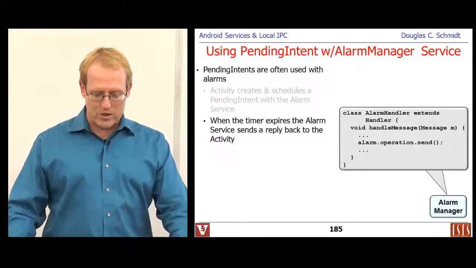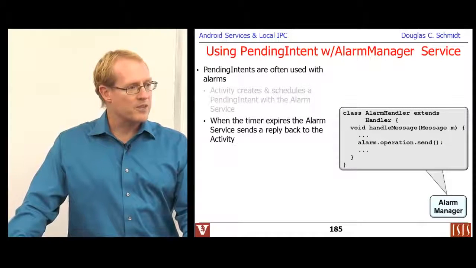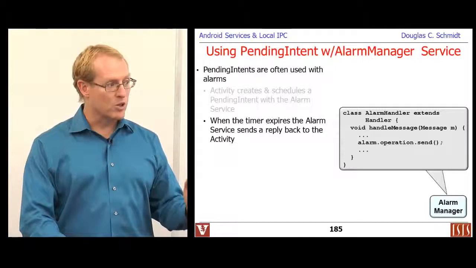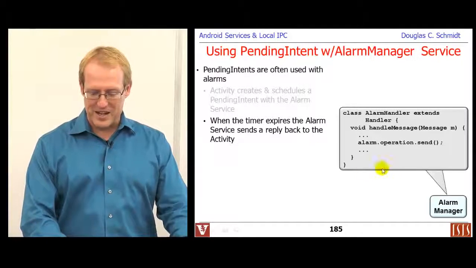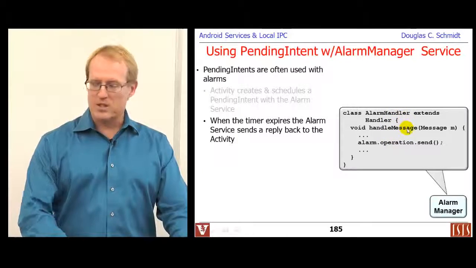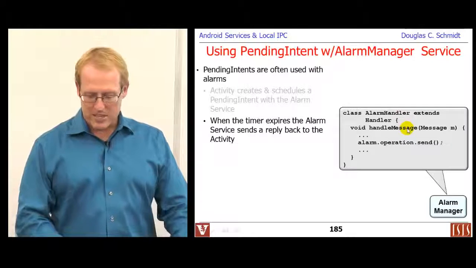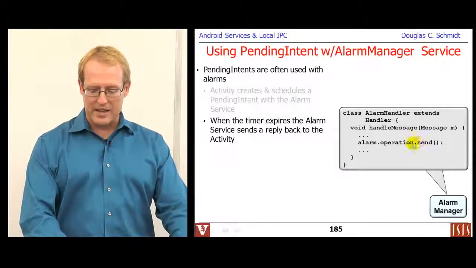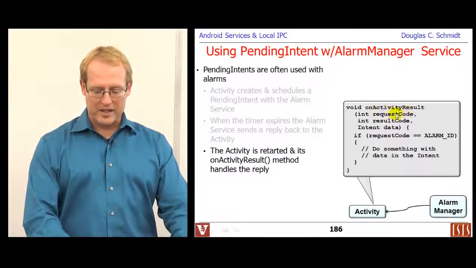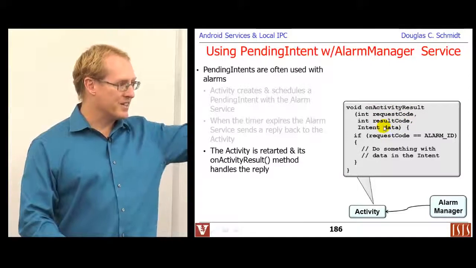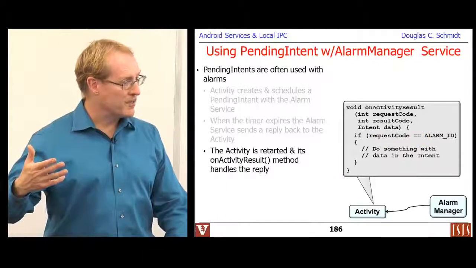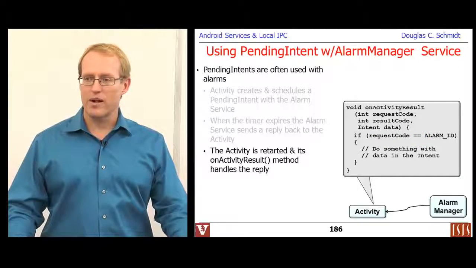So what we're going to do is, when the timer expires, the alarm service sends a reply back to the activity. So if you were to go look in the code for all this stuff in Android, you would see that inside the alarm manager, there's a thing called alarm handler. And when the handle message gets called back, that's because the time has elapsed. And we do a bunch of things, and we end up calling send back on this pending intent. And that will end up causing the onActivityResult method to get called back in that activity. And then it'll check and say, was that the alarm ID message that I'm getting back? And if so, it'll process it in some way.